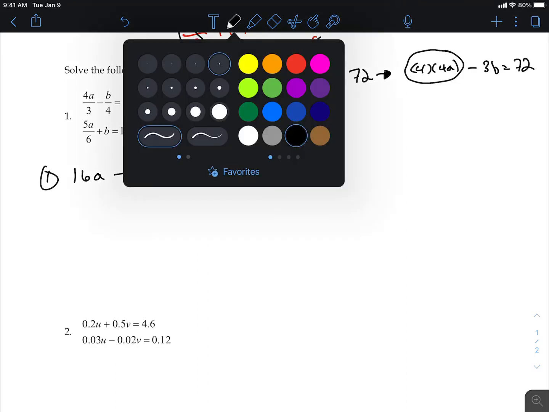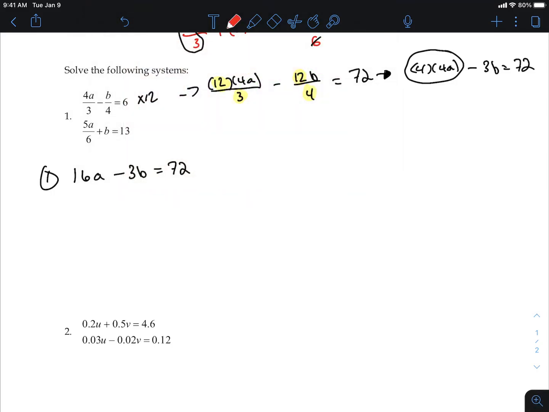So again, all the work for that equation will be in black, and all the work for the second equation here is going to be in red. Okay? The second one is nice because I only see one fraction there, so I just got to get rid of it. So if I multiply by 6, it's going to be 6 times 5a divided by 6 plus 6b is equal to 13 times 6.